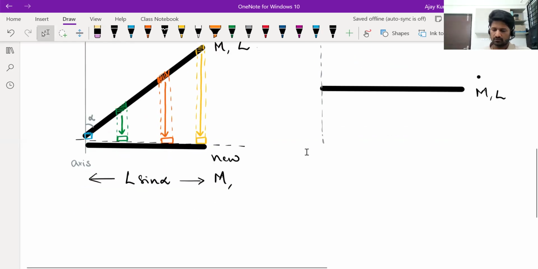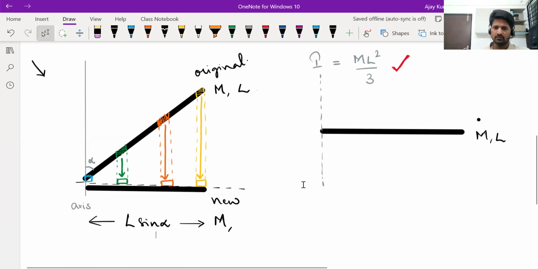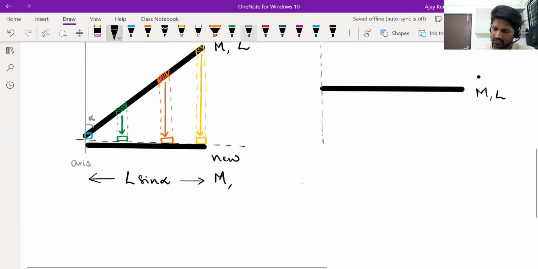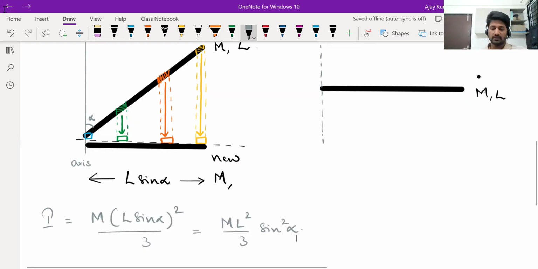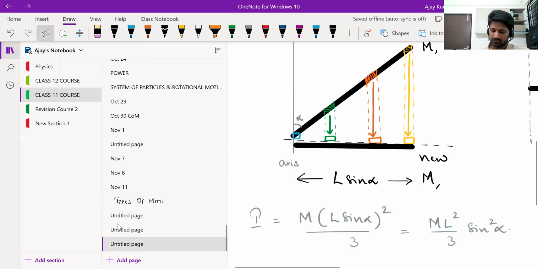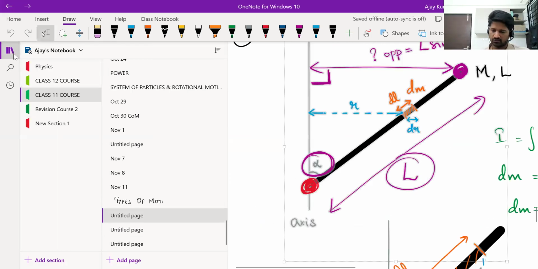Okay. So the new rod that we formed is a rod of mass m, but length is L sin alpha, and the axis is passing through one end perpendicular to it. Now for an axis passing through one end perpendicular to the rod, the formula for moment of inertia is ml square by 3. But now the mass is m, and the length is L sin alpha. You square that and divide by 3. You get ml square by 3 sin square alpha, which is the same answer that we got the other day also by using integration.